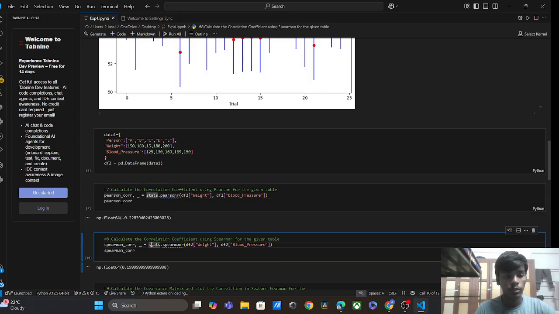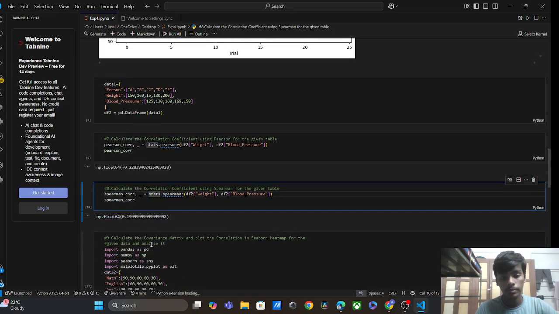This is our eighth question. The eighth question uses Spearman correlation, which is rank based and detects monotonic relationships, not just linear ones. It is useful when data is not normally distributed.